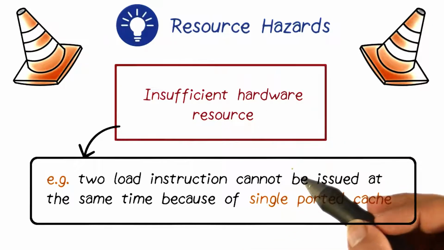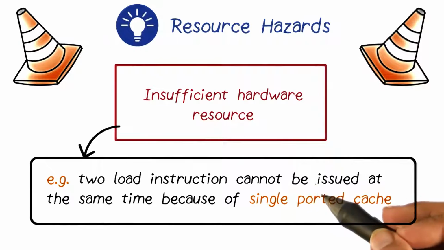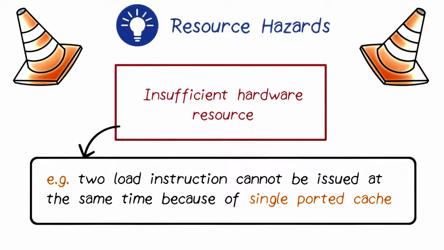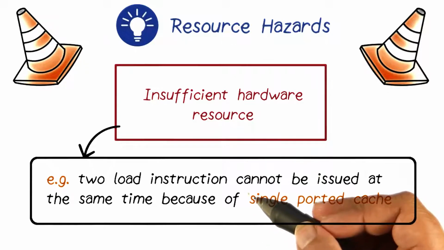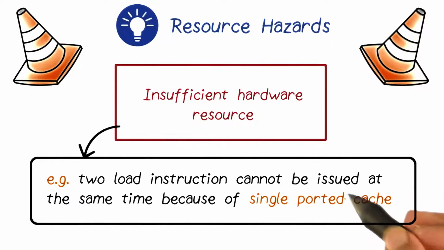What is an example of that? Two load instructions cannot be issued at the same time because of the single ported cache, and therefore the loads cannot complete and could cause a hazard. Now, this is not really because of any dependence, but because the loads cannot operate in parallel because of a single ported cache, and it's an example of a resource hazard.